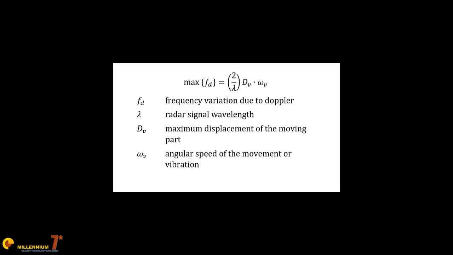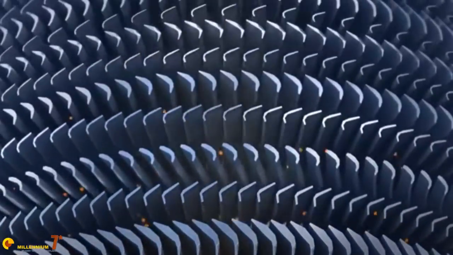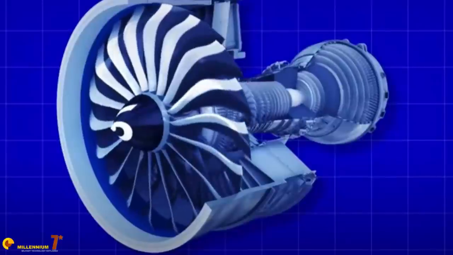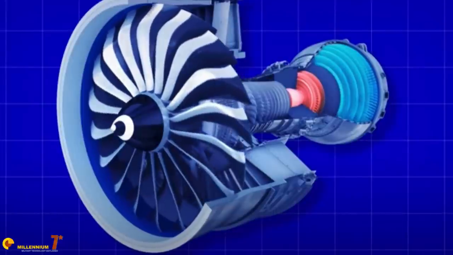The maximum frequency shift for a microdoppler effect is given by this equation, where FD is the microdoppler frequency shift, lambda is the wavelength of the radar signal, dV is the maximum displacement of the moving part, and omega V is the angular speed of the movement, rotation or vibration. The fact that the original wavelength is now at the denominator means that even for small movements or relatively low frequencies of the vibration, the Doppler shift is quite high and can be detected.